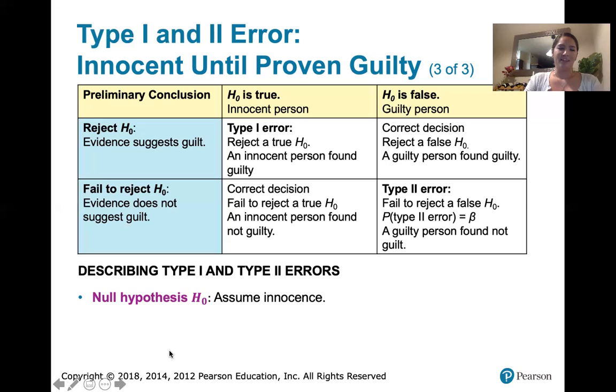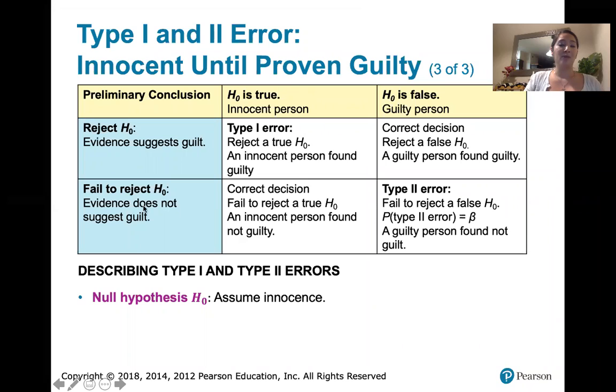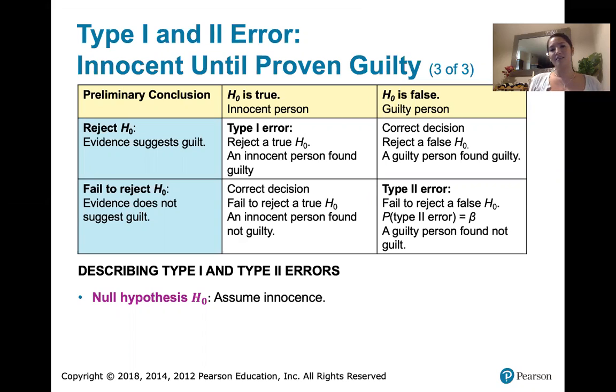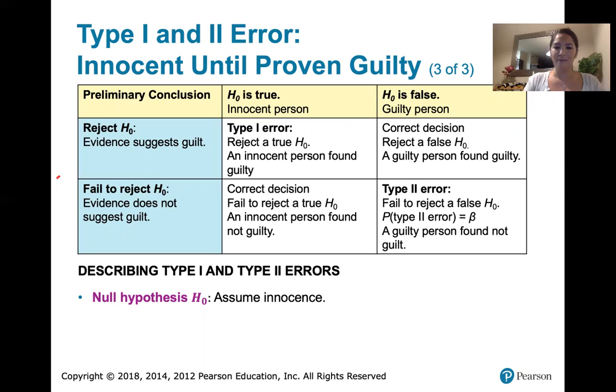Now, before we get to that, there are two ways that we can be right about this. So if the person is truly innocent, so we're in this column, the null hypothesis is true, and we fail to reject the null hypothesis. So the evidence does not suggest that the person is guilty. So we've got an innocent person, evidence does not suggest that they're guilty, so that person would be found not guilty. Unfortunately, you'll never be found innocent in our court system. You're either going to be found guilty or not guilty, but the innocent person is found not guilty, and that's good. That's better than being incorrectly found guilty.